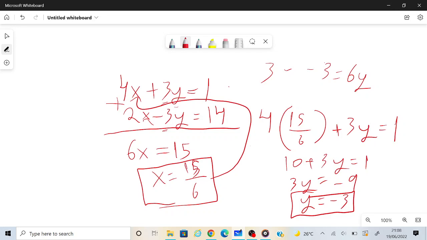So the answer to this first question is that x is 15 over 6, y is minus 3. Of course, 15 over 6 is the same as 5 over 2, so you could write that, or you could even write 2.5.